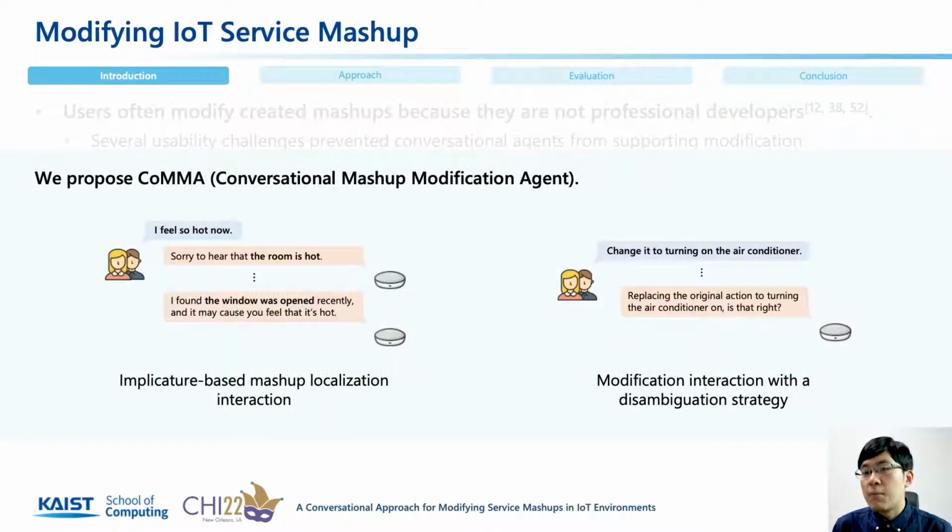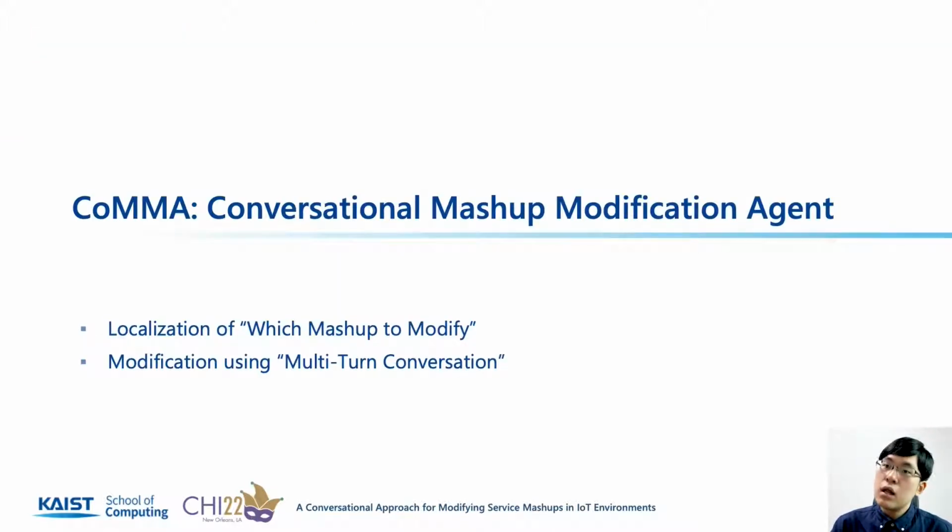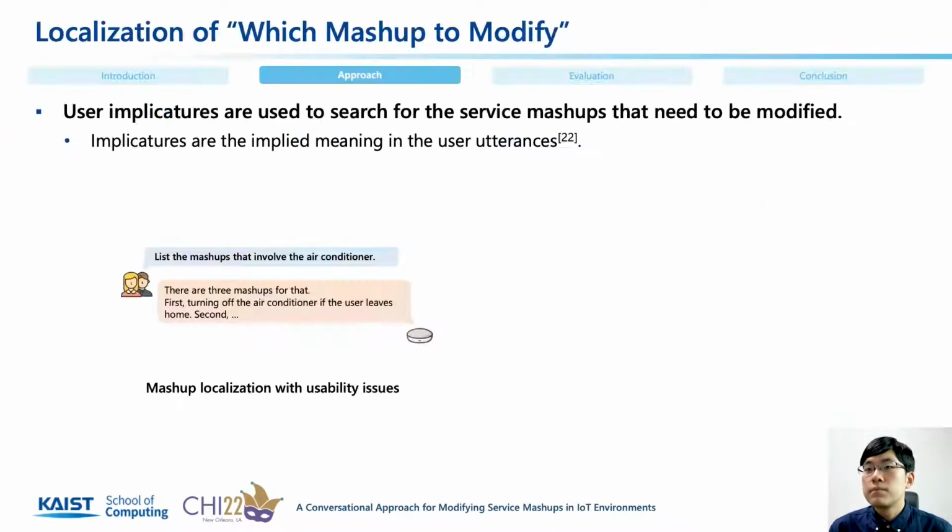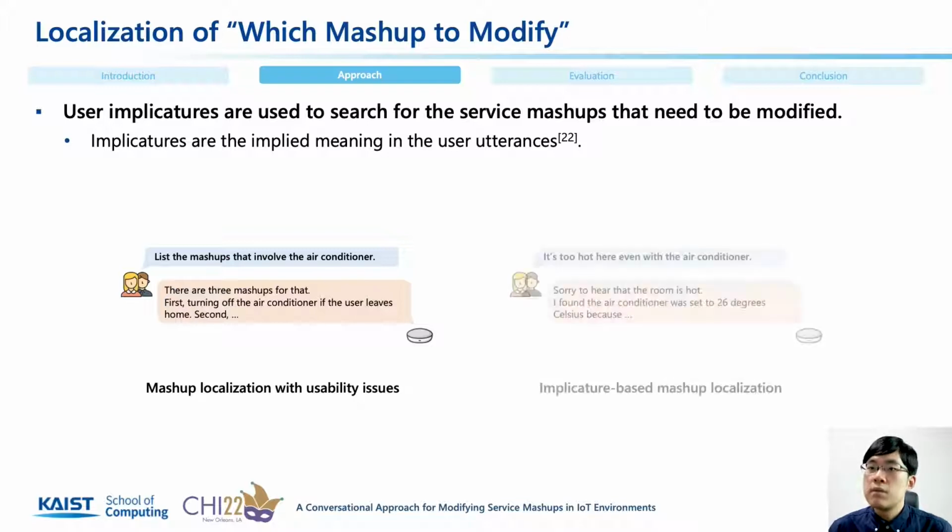Thus, we propose Comma. Comma has a two-step interaction process, an implicature-based mashup localization, and a modification interaction with a disambiguation strategy. Let me talk about each step. As introduced, the naive approach has usability issues due to lengthy interactions. So we use implicatures, the implied meaning in the user utterances, to localize service mashups. A user can start searching mashups by simply expressing an implicature.